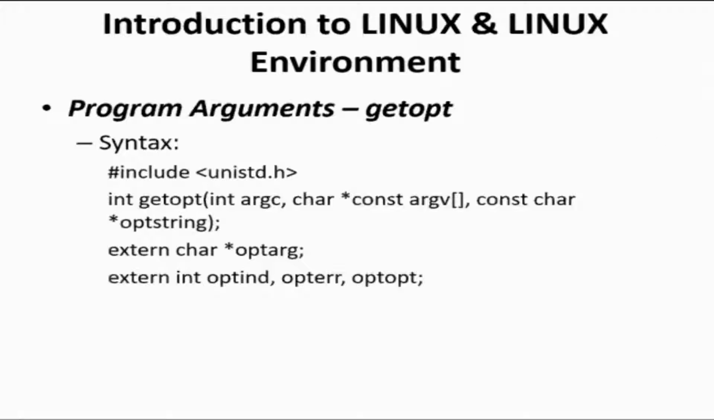So the getopt function takes the argc and argv parameters as passed to the program's main function, and an option specifier, that is optstring, which tells getopt what options are defined for the program and whether there is any associated value or not.